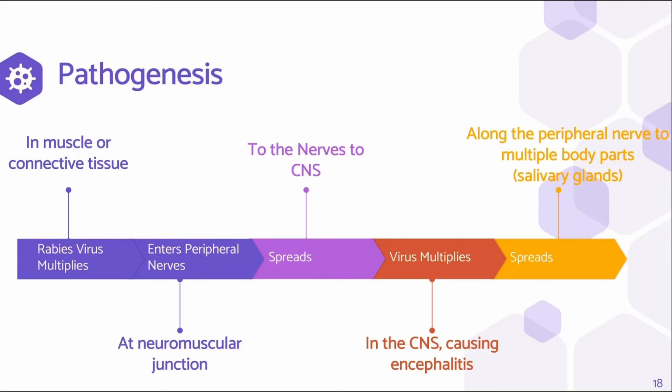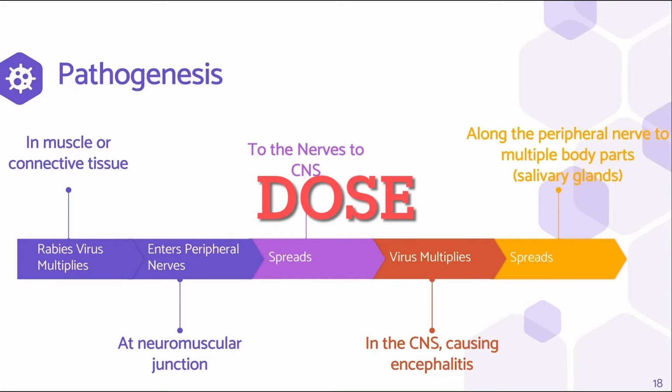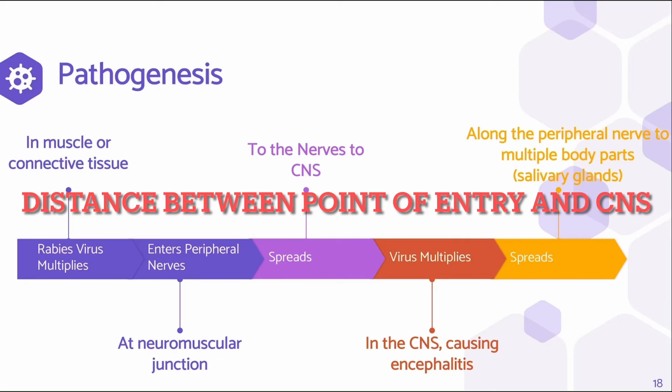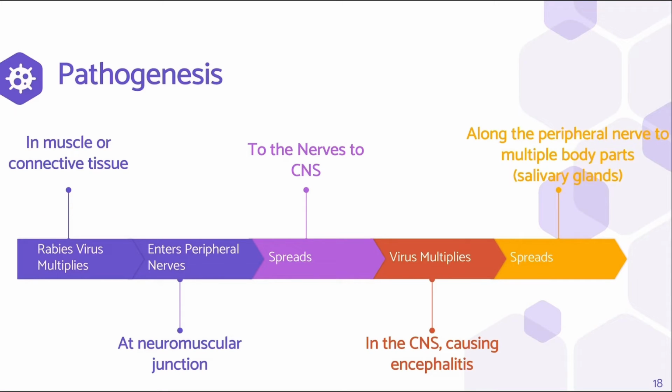Susceptibility to infection by the virus can depend on various factors, including age, viral strain, dose, and distance between the point of entry and the central nervous system. So the further away the bite is from the brain, the longer it will take for the virus to get to the CNS and the longer the incubation period.